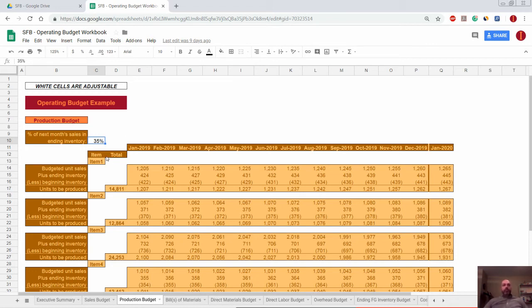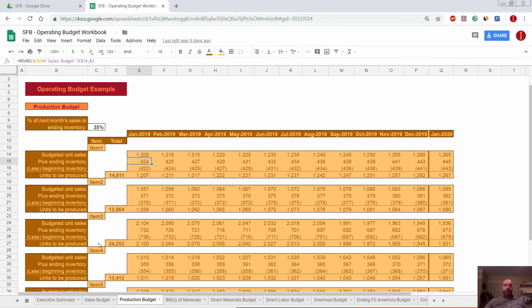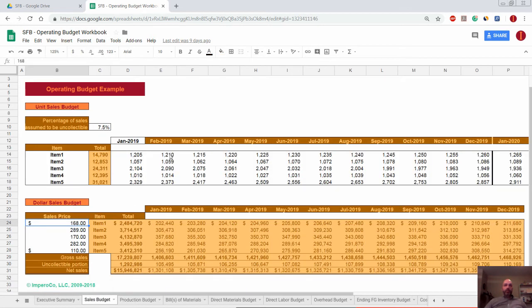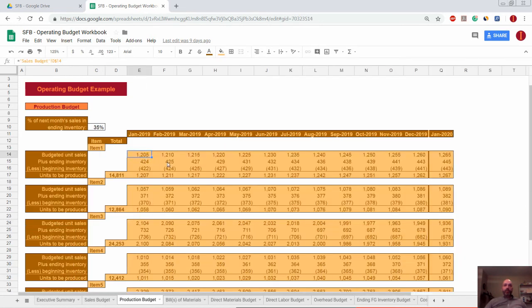So anyways, this percentage of next month's sales and ending inventory, we're going to say 35%. Nice buffer there, about a third of sales as a safety stock for the following month. So this is what we need to produce for each item. We got 1, 2, 3, 4, 5 here. Okay, we've got our budgeted unit sales. This ties back to the sales budget. You see 1205, 1210, 1205, 1210, and so on.